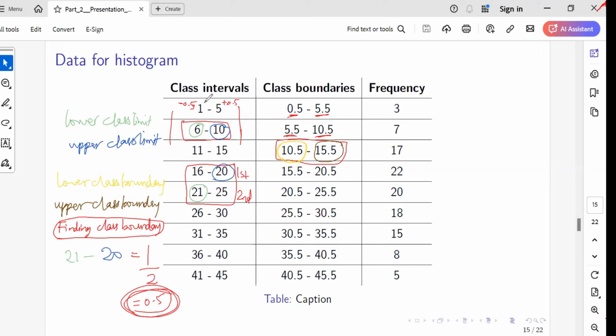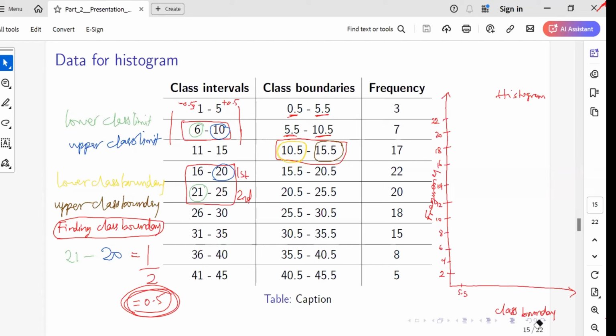Now let's draw our histogram. We've been able to create our class boundaries, and we already have our frequencies. So to draw the histogram, I need my line for my y-axis, and then I need my x-axis. For the histogram, you need the class boundaries. So what we are going to do is start the labeling.